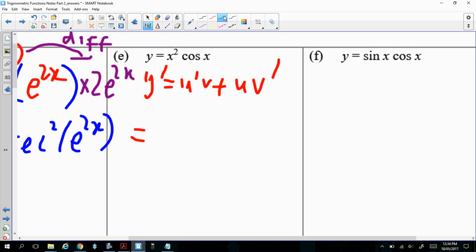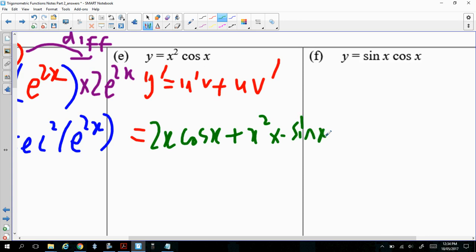We get 2x cos x plus x squared times negative sin x. So you get 2x cos x minus x squared sin x. All right, how about the next one?